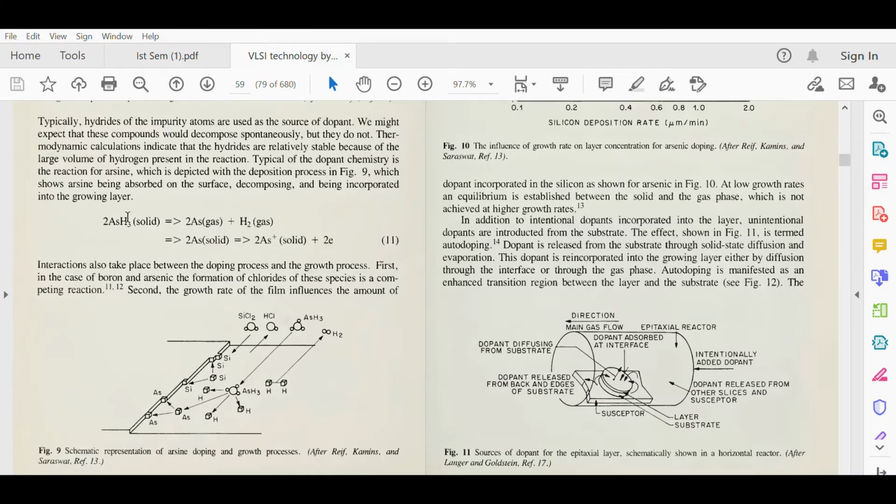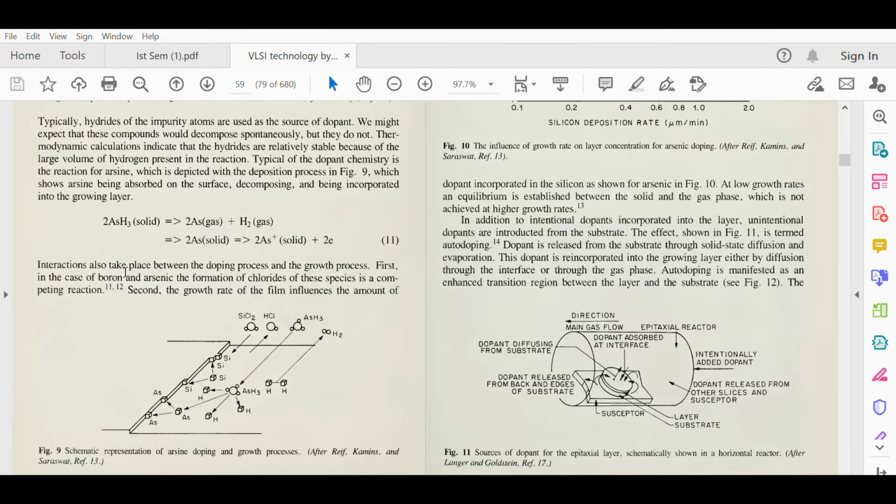So two arsenic hydride solid is over here, and it is giving me the two arsenic gas and the H2 gas. This is solid actually. Now this is gas, this is solid. This is a misprint, this is solid. This is gas, and two arsenic ions I am getting as a solid, and it is releasing 2 electron volt of energy. So interactions also take place between the doping process and the growth process.